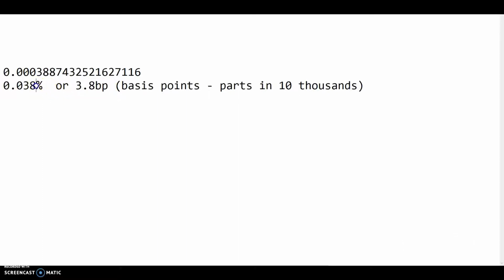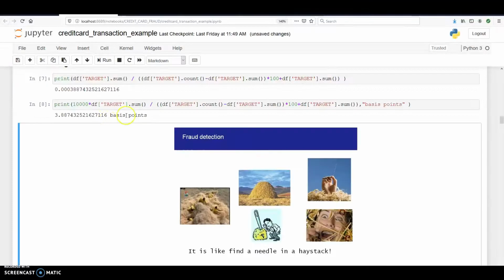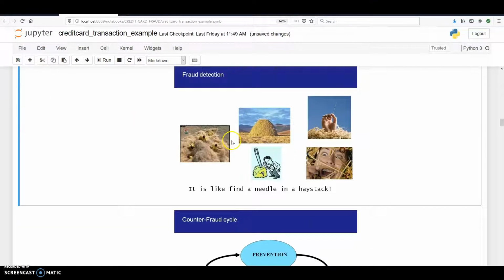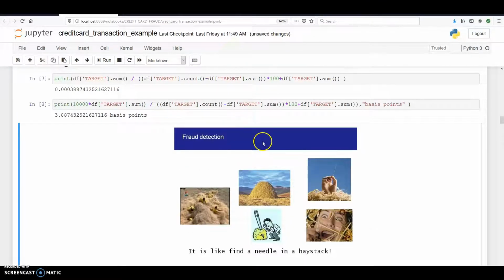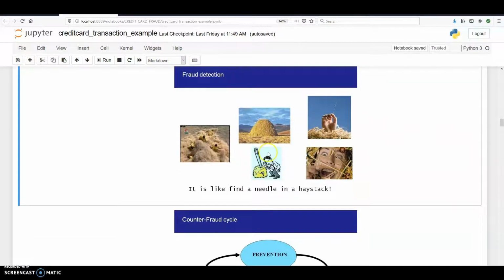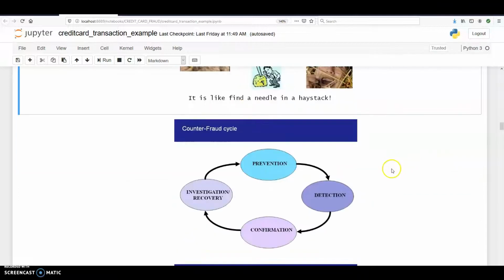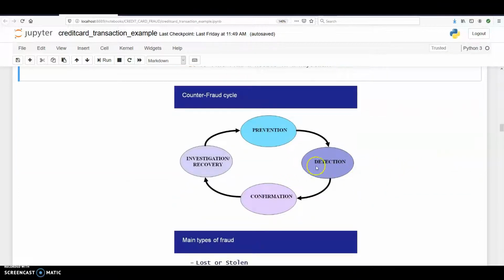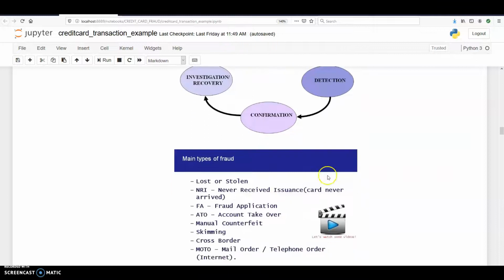And why do we do that? Because it's too complicated to be saying 0.038 percent, so we just say basis points instead. So what do you reckon? Is this imbalanced or not? Skewed or not? Yeah, very much skewed, right? It's like finding a needle in a haystack, and detecting this fraud is going to be very complicated.